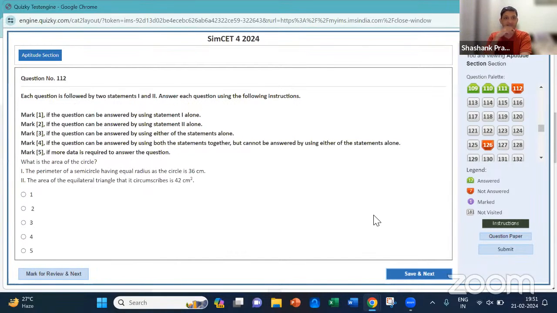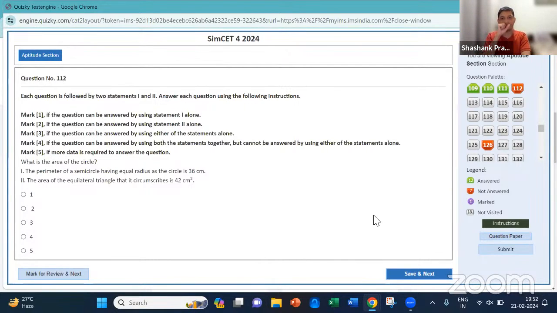What is the area of the circle? Perimeter of the semicircle having an equal radius is 36 centimeter. Perimeter is pi r, let's say. Equal radius is, so pi r is 36. I can easily find the radius and find the area. So 1 is sufficient.